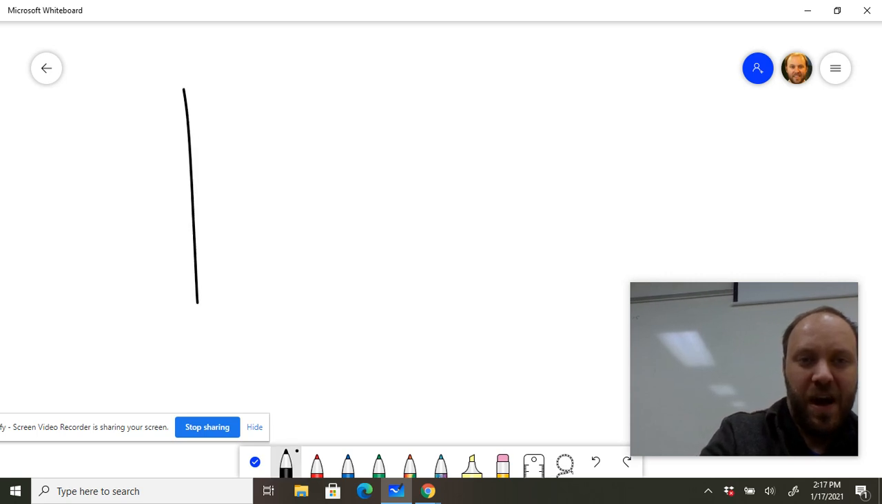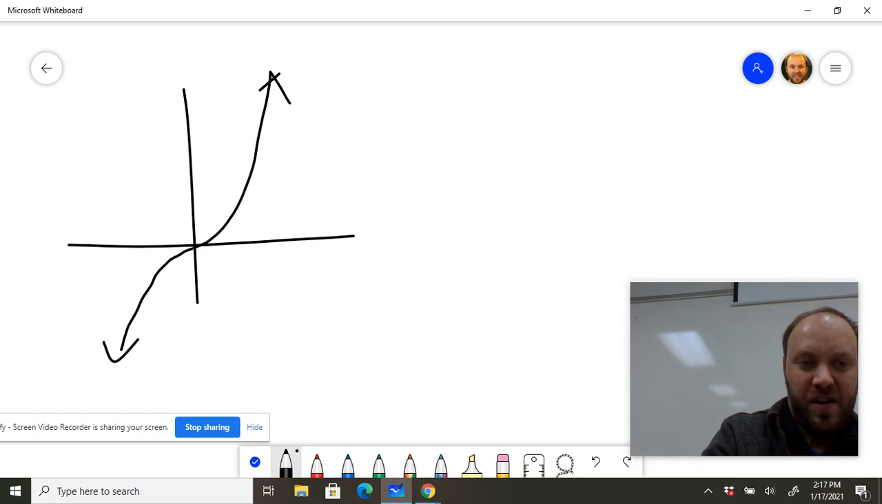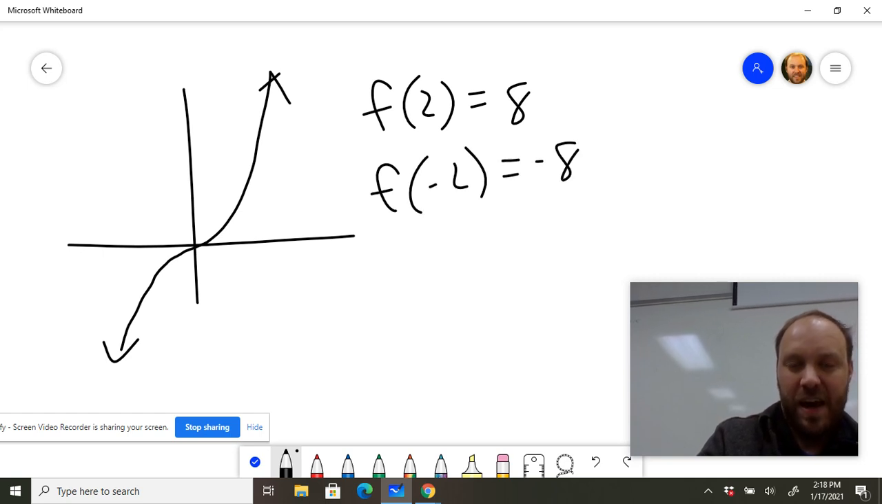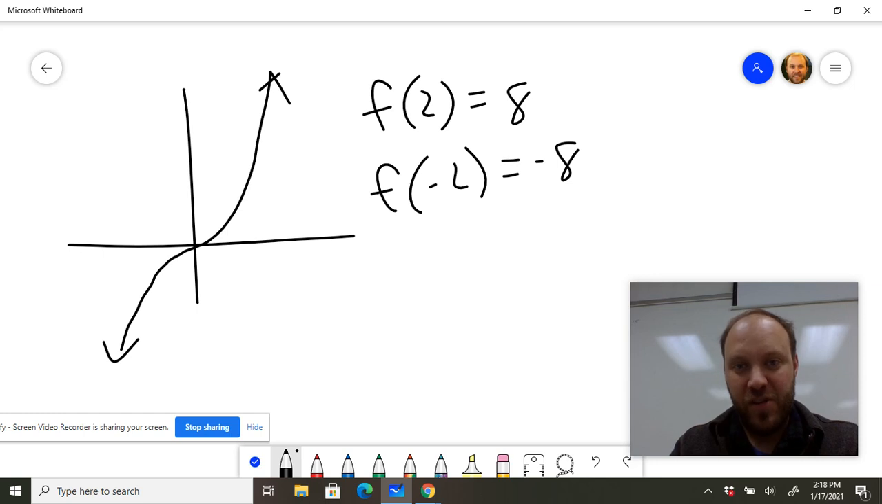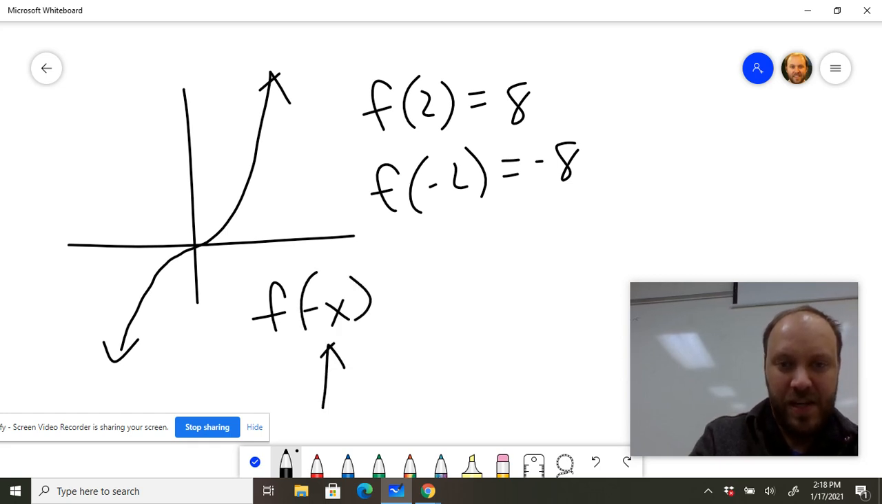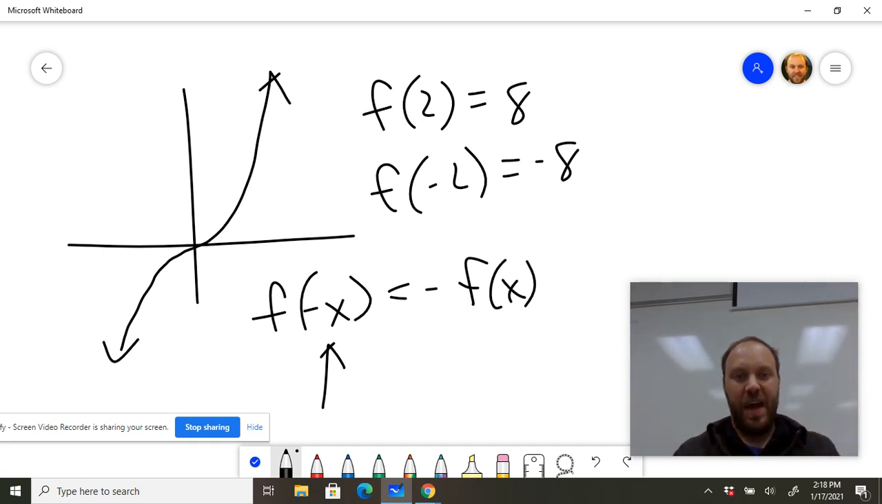Remember that odd functions are symmetric about the origin, which means, for example, if I have a function with f of 2 equaling 8, f of negative 2 will equal negative 8. In other words, if the sign of the input changes, the sign of the output also changes. So we say that f of negative x is equal to negative f of x.